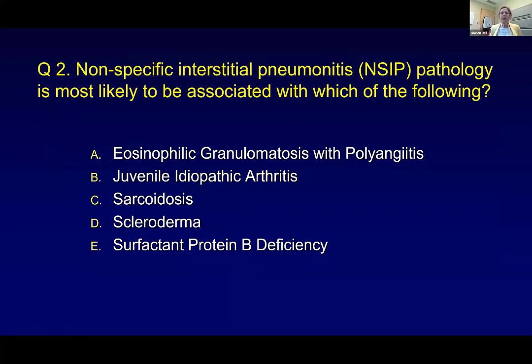Okay, so now we're going to move on to the next part of my talk, which is a little bit shorter. We're going to move on to the fibrosing interstitial lung diseases that you're going to see associated with rheumatological conditions. So now we've got our next polling question. Nonspecific interstitial pneumonitis, or NSIP, as we like to call it for short, is most likely to be associated with which of the following diagnoses? EGPA, JIA, sarcoidosis, scleroderma, or surfactant protein B deficiency.